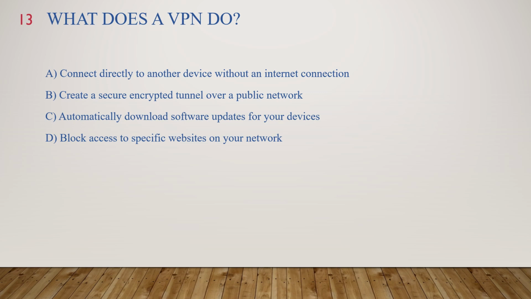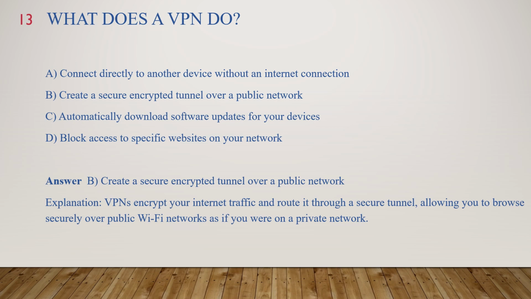Question number 13. What does a VPN do? A. Connect directly to another device without an internet connection. B. Create a secure encrypted tunnel over a public network. C. Automatically download software updates for your devices. D. Block access to specific websites on your network.